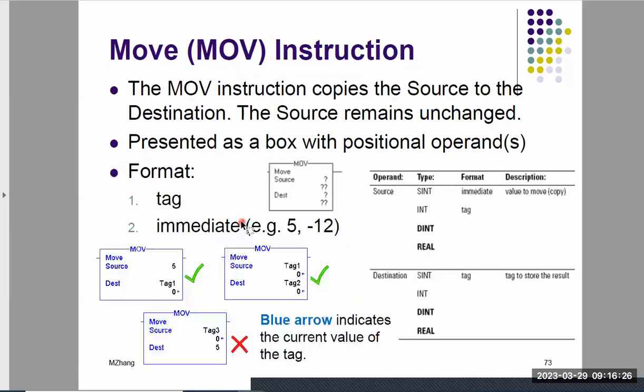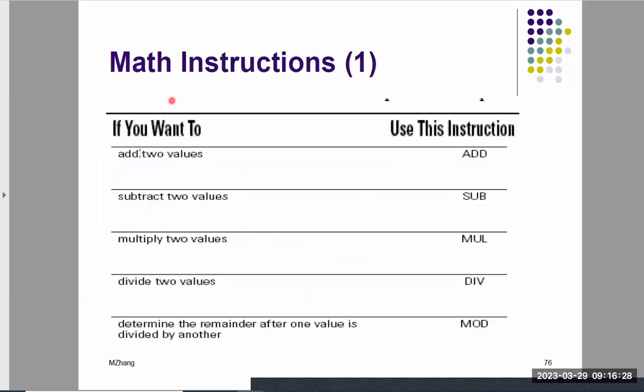That's pretty straightforward, right? If you look at the math instructions over here, I just gave you the basic four operations: addition, subtraction, multiplication, division. The last one, MOD, is to get the remainder. That's part of a division operation, right?